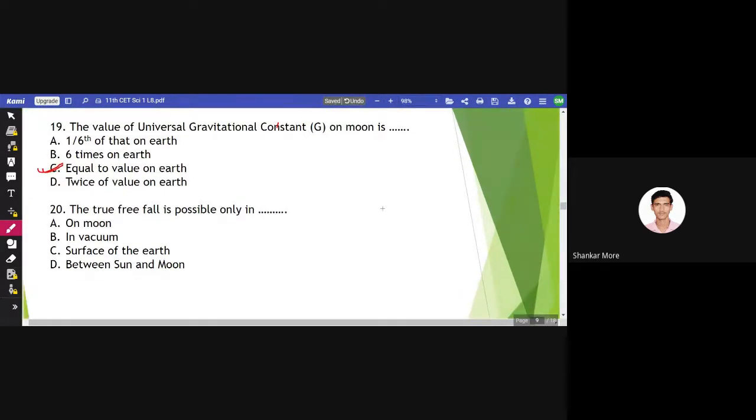Next and the last question from this chapter. The true free fall is possible only in or on moon, in vacuum, a surface of the earth, between sun and moon. So what is the correct answer? All right, in vacuum, everybody. No, Sahil, I think you need to study a little bit. Okay, so it is in vacuum.